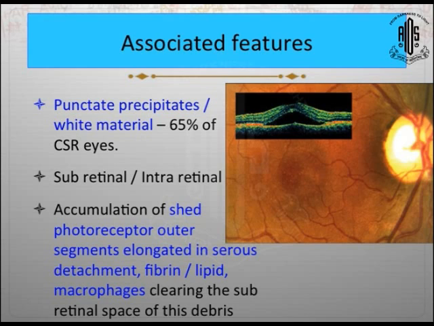Coming to the associated features, there are punctate precipitates or white material in CSR patients, which we can see here in the clinical picture as well as the OCT picture, with very few opacities seen in the subretinal space. This was seen in 65% of CSR eyes and was the accumulation of shed photoreceptor outer segments elongated in serous detachment, or accumulation of fibrin and lipid, or macrophages which help in clearing this debris from the subretinal space. So this is the proposed explanation for the subretinal precipitates.